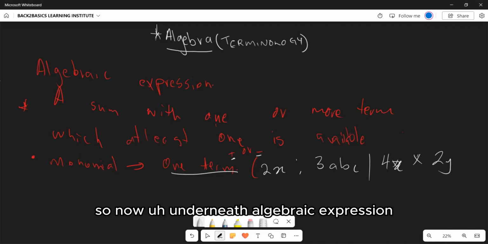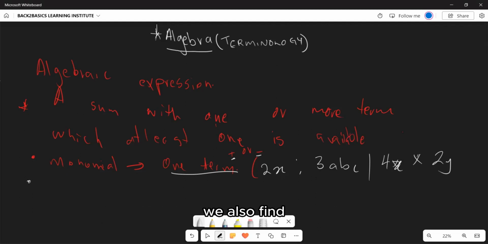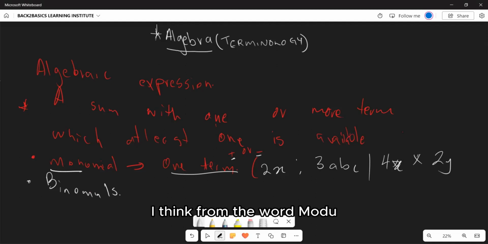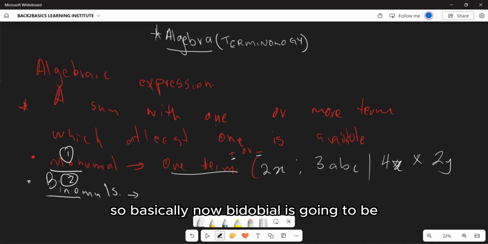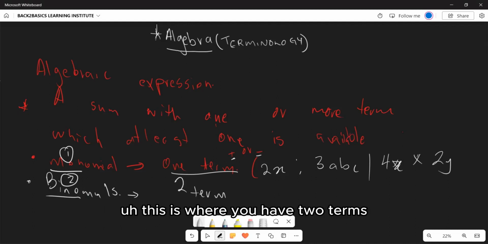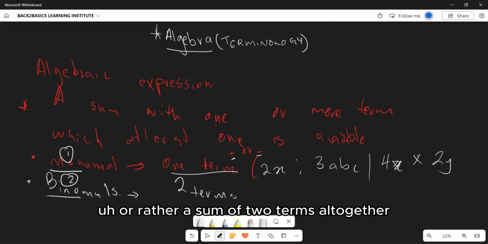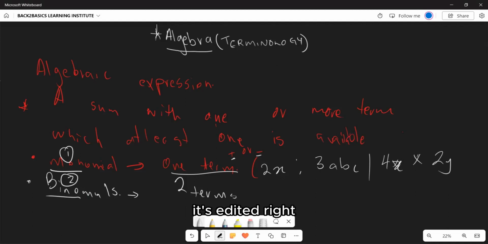Okay. So now, underneath algebraic expressions, we also find binomials. From the word mono, which means one, and here in this case we have bi, and bi means two. So a binomial is going to be called your two terms. This is when you have two terms, or rather a sum of two terms altogether. Remember, the word sum means addition or subtraction.